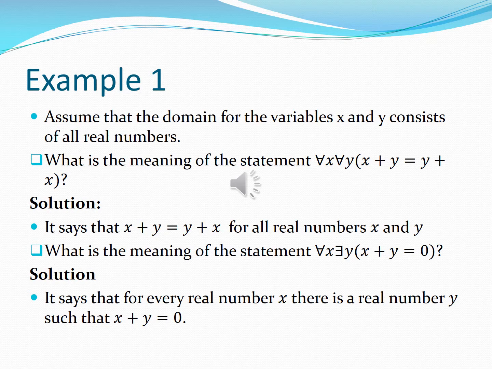What is the meaning of the statement? For all x, there is a y such that x plus y is equal to 0. The solution says that for every real number x, there is a real number y such that x plus y is equal to 0.